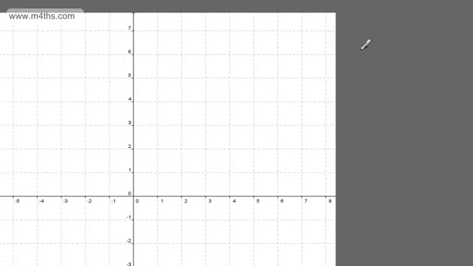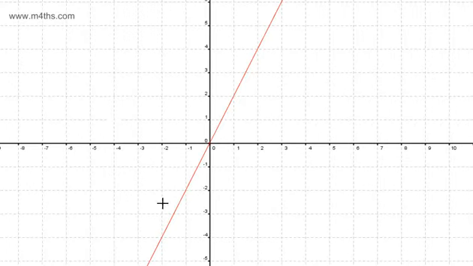This time y is equal to 2x. So what we can see, this has an m value, a gradient of 2, and a c value of 0. So we can see the gradient is 2 over 1. It's going up 2 for every one it goes across. And it's quite clear to see that from here.